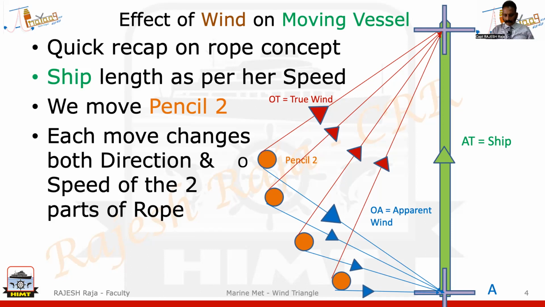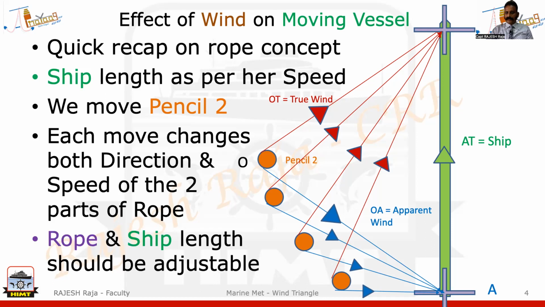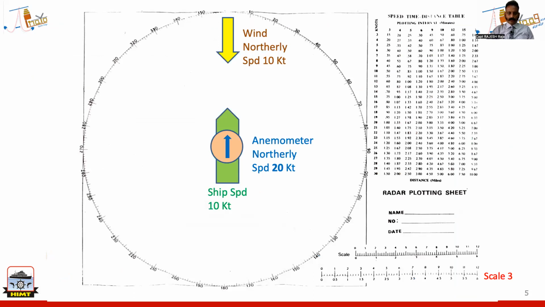Okay, so what I'm going to do now is, if I get a choice where I can change the length of the ropes also, I can use it to measure different lengths of true wind and apparent wind also. I'm going to use again the same old sheet and same old example which I had earlier shown you in the previous module, where I had given you a couple of examples. I'm going to just take three examples, the easy ones, and just compare it with the rope principle.